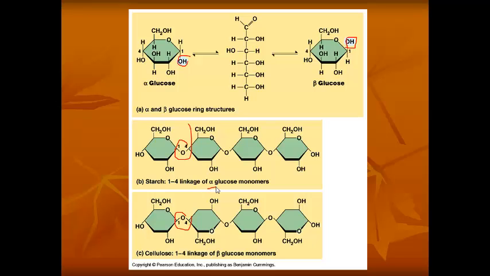Our digestive systems have enzymes that can break alpha glycosidic bonds. In cellulose, there are all beta glycosidic bonds. We do not contain enzymes that could break down the beta glycosidic bond, and as a result, cellulose or fiber goes through our digestive tract unchanged, right? Does not get digested, cannot be burned for energy.